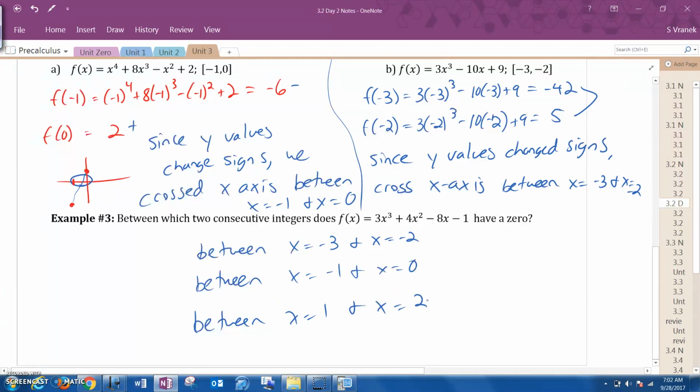So that's the intermediate value theorem. It's basically saying that if the y values change and the function is a continuous function, you had to have crossed the x-axis and have a 0. And that is it for today.